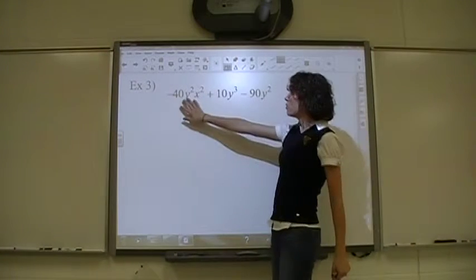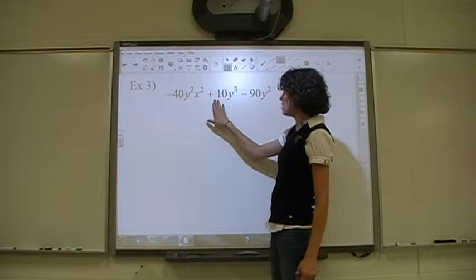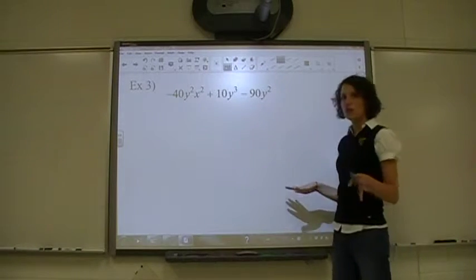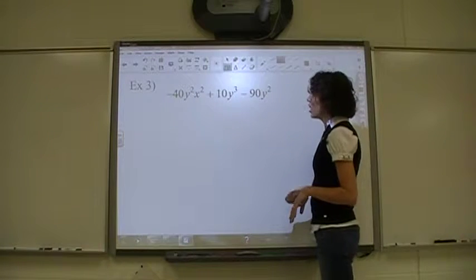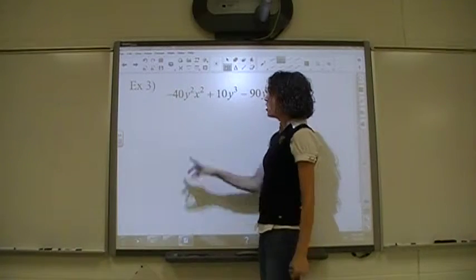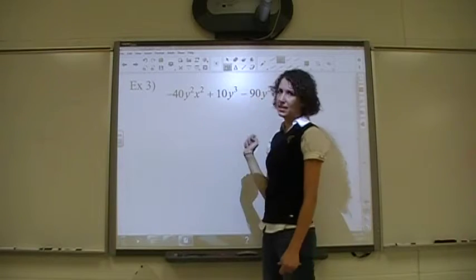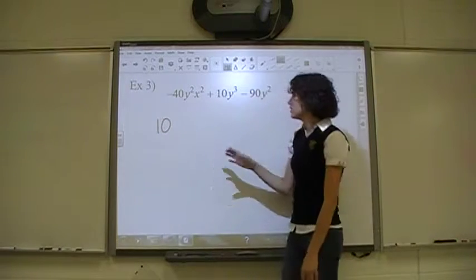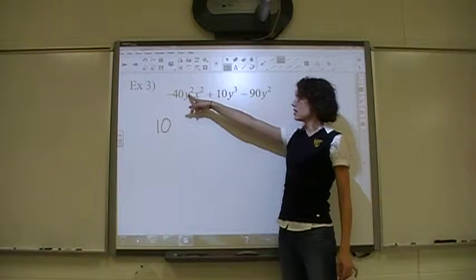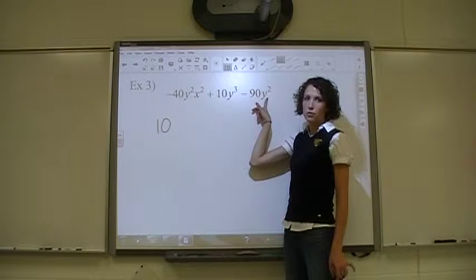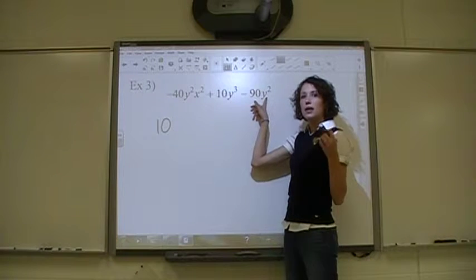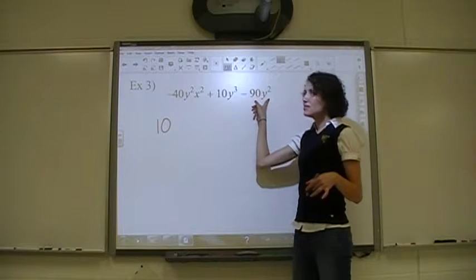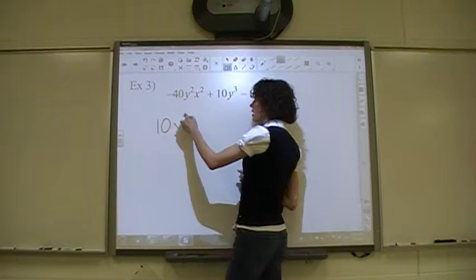Now we've got negative 40y squared x squared plus 10y cubed minus 90y squared. Now let's look at all those numbers and see what we can take out. Looking at just the numbers first, we have 40, 10, and 90. So you can take a 10 out of all of those. Then let's look at our first variable. We have y squared, y cubed, y squared. You want to take that least amount that you see in each. So that means I can take a y squared out.